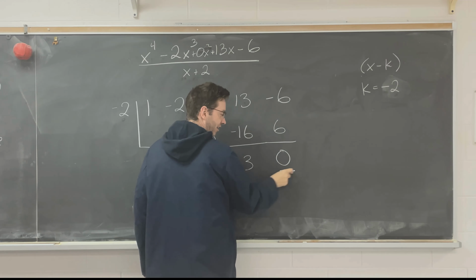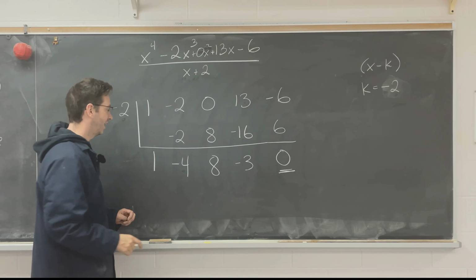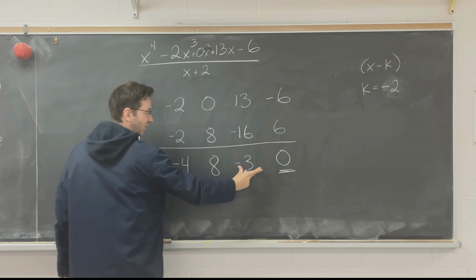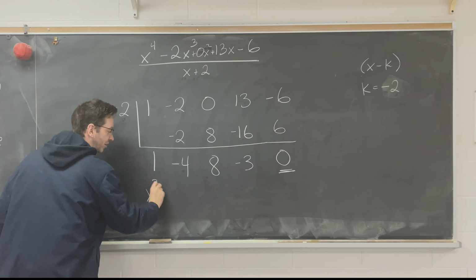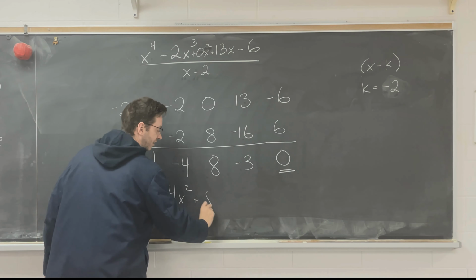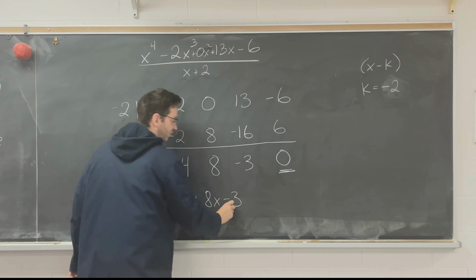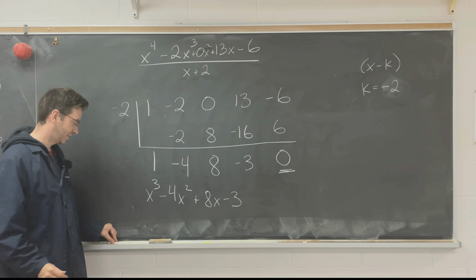So this one has a remainder of 0. So that tells us this is a factor. And our answer, so our constant, x squared, x cubed, we've got x cubed minus 4x squared plus 8x minus 3. There's our quotient with remainder 0.